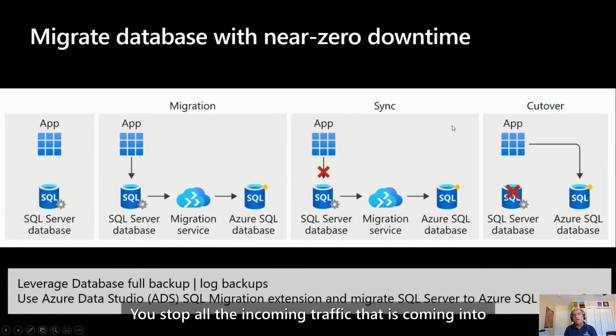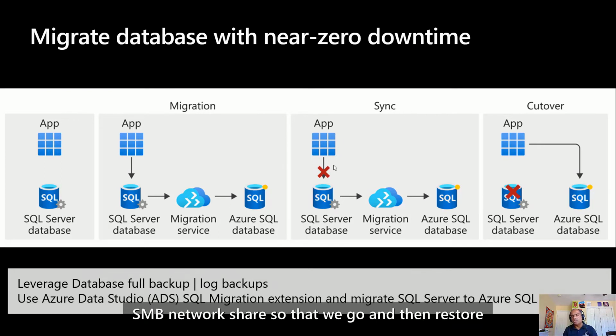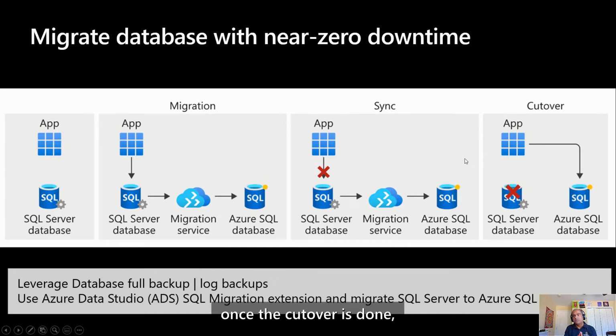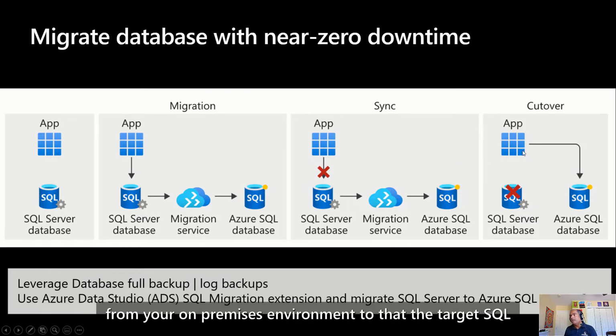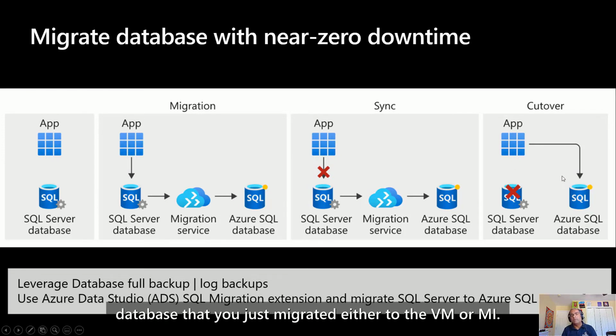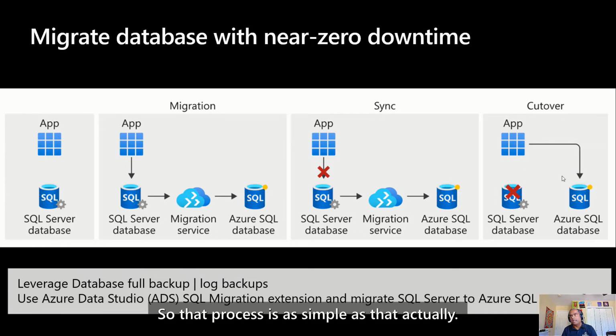You stop all the incoming traffic coming into the SQL servers, and then you take a final log backup and provide that log backup into the SMB network share, so that we can restore that final backup as well. At that point in time, you just simply switch. Once the cutover is done, you simply switch your connection string from your on-premises environment to the target SQL database that you just migrated, either to the VM or MI. So that process is as simple as that, actually.